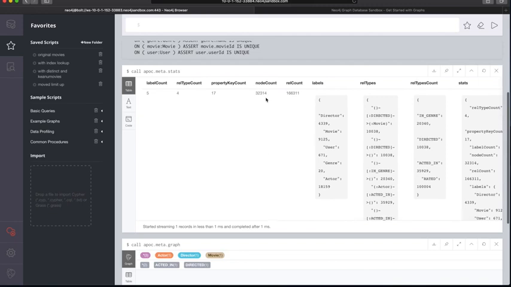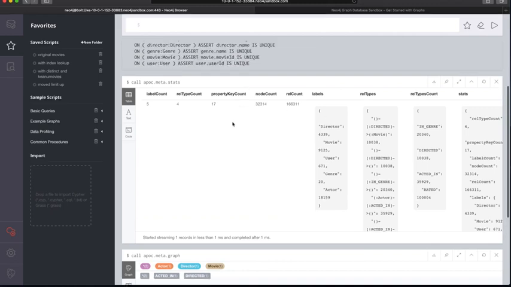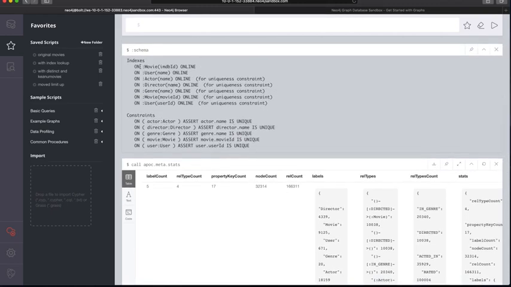We've got about 32,000 node counts, 166,000 relationships, 9,000 movies, 18,000 actors, and 36,000 acted in relationships. Here's our schema. Now we have a uniqueness constraint on movie ID and on actor name. Those are the main ones we're going to be working with.